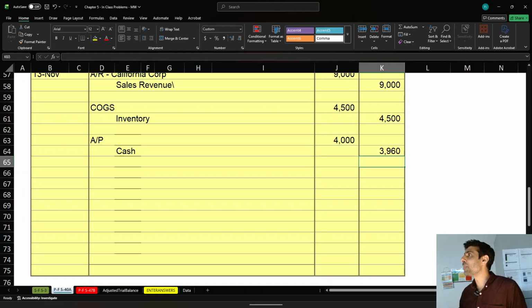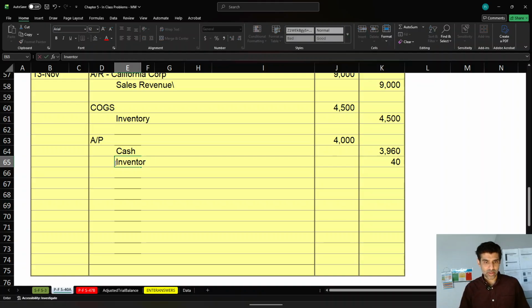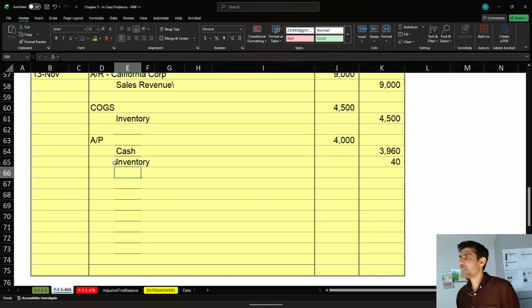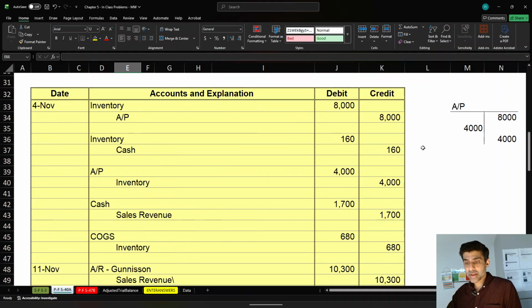Okay, so I save 40 bucks. But this is not a valid journal entry. Right? Do we agree? Okay, so I need to have a $40 credit to something. So what should I credit? Inventory. Yes, that's right. And explain to us why inventory. So I agree with you. You're right.